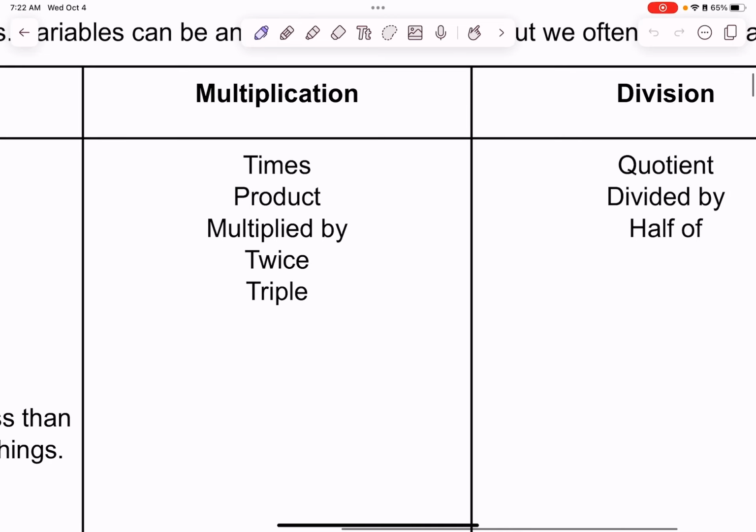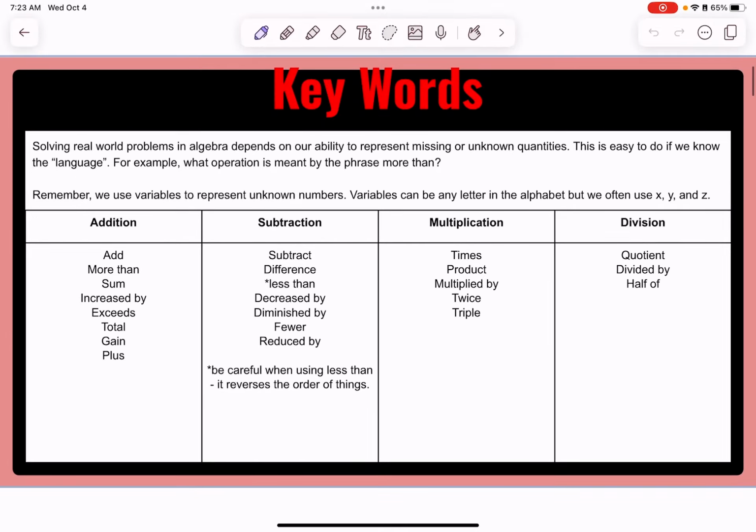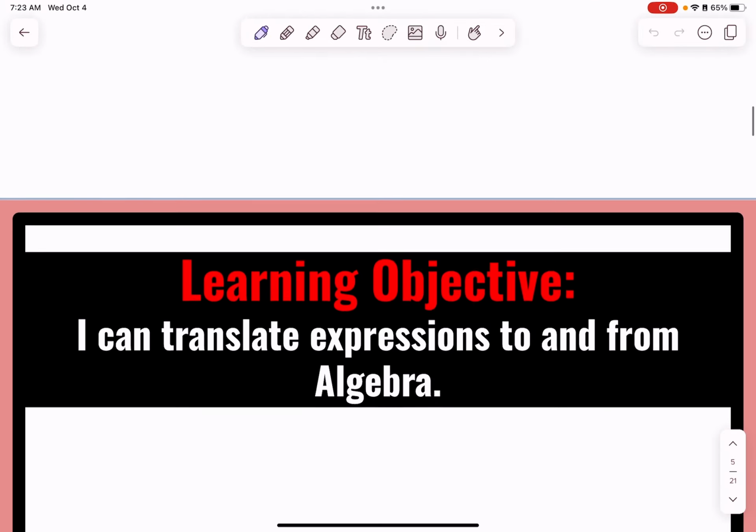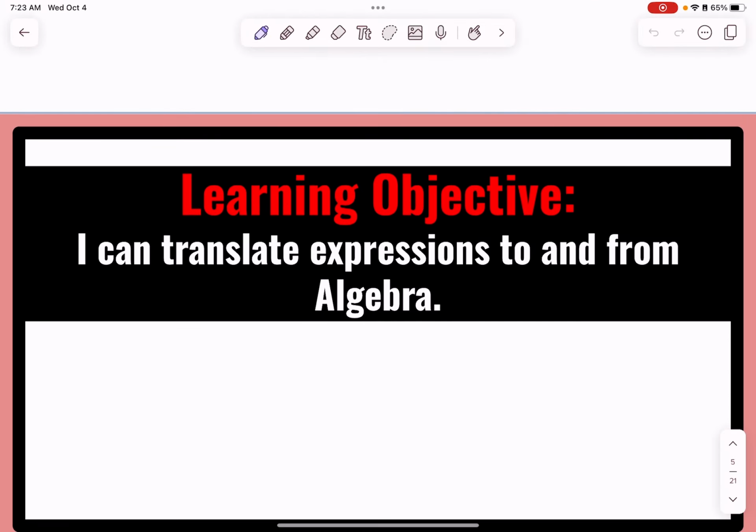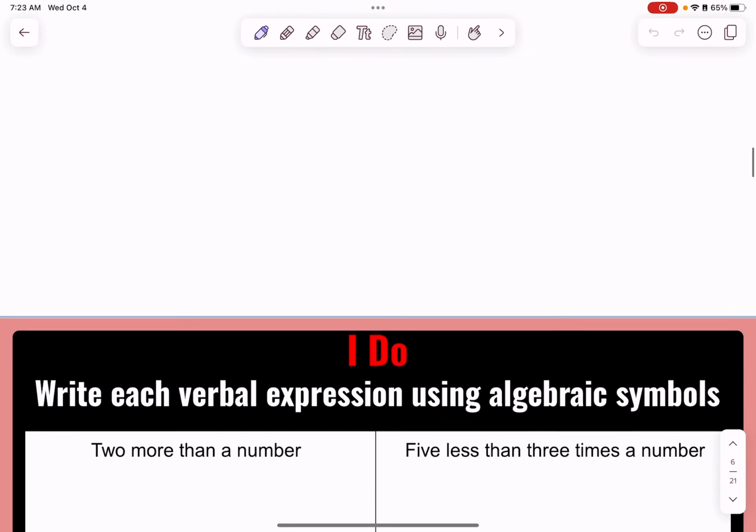Then we also have multiplication. Words for multiplication could be times, product, multiplied by. Then they could say things like triple, twice, or double it. Or they could also say 1/2, which would mean you multiply that number by 1 over 2. And then division, there aren't that many words. I thought of quotient, divided by, half of, and maybe a third of, which means you divide by 3. Alrighty, so let's use these words today, and let's learn how to translate expressions to and from different algebraic forms.